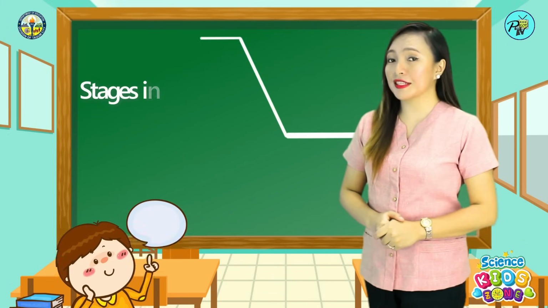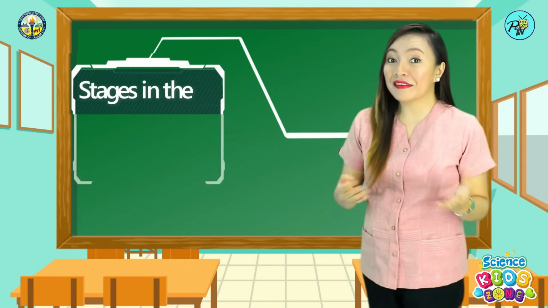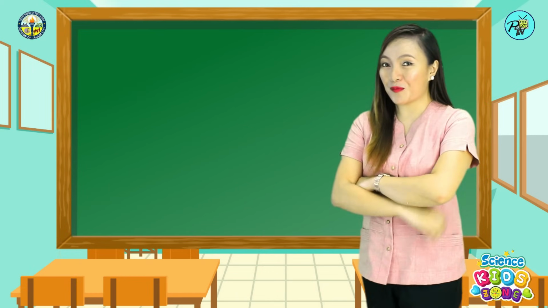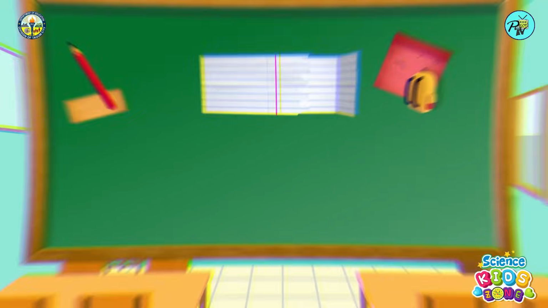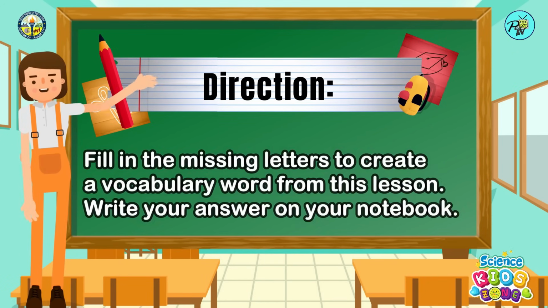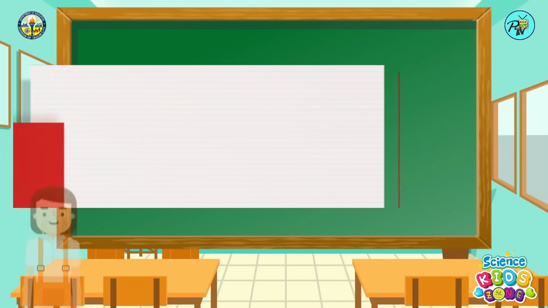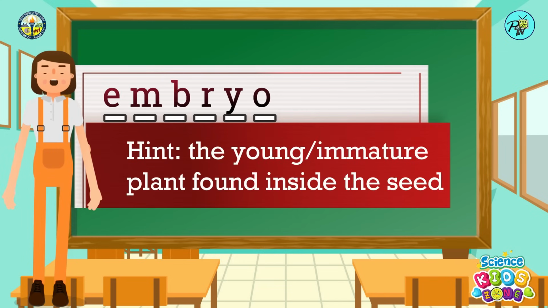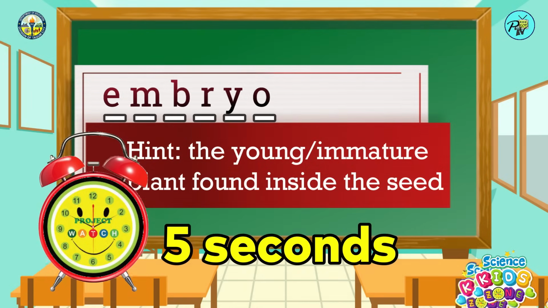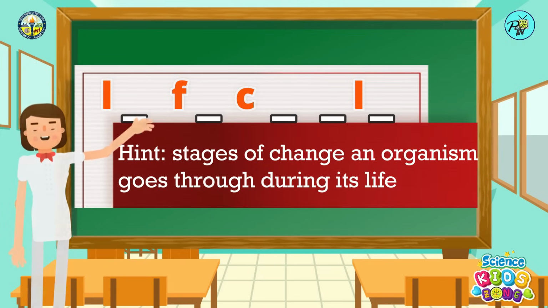How well do you know about the stages in the life cycle of organisms? Do you have any idea about it? Well, let's check if you do by answering this activity. Direction. Fill in the missing letters to create a vocabulary word from this lesson. Write your answer on your notebook. An example is given that will serve as your guide in answering the activity. You will be given 5 seconds to answer each item. For number 1, this is the word.